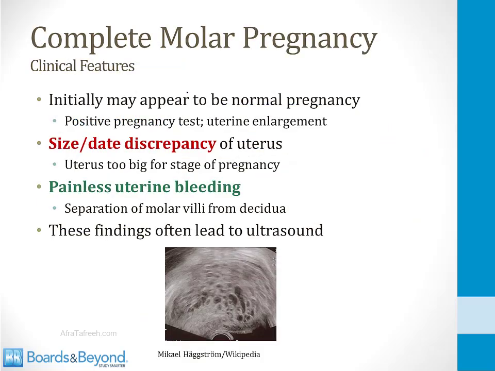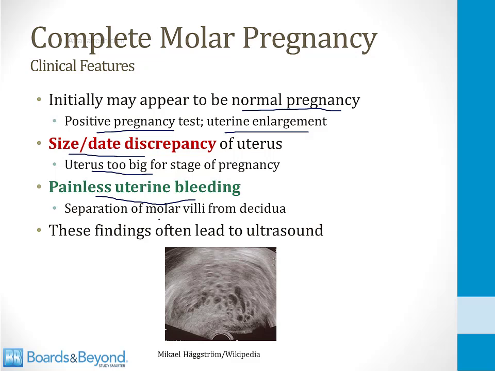Let's talk about the clinical features of a molar pregnancy, and I'll start by focusing on the features of a complete molar pregnancy, the more common type. So unfortunately, in this disorder, it initially may appear to be a normal pregnancy. There will be a positive pregnancy test, and the uterus will begin to enlarge. What often happens is there's a size-date discrepancy of the uterus, so you can measure the size of a woman's uterus and determine whether it's appropriate for her stage of pregnancy. In a complete molar pregnancy, because those villi are so swollen, the uterus will measure too big for the stage of pregnancy. There's also often painless uterine bleeding early in the pregnancy.